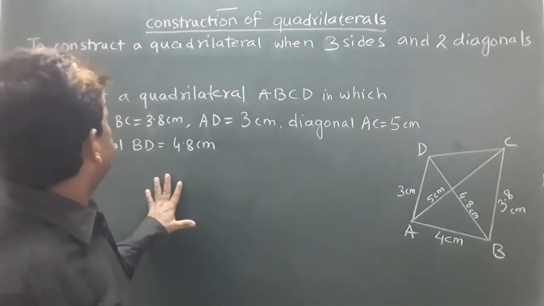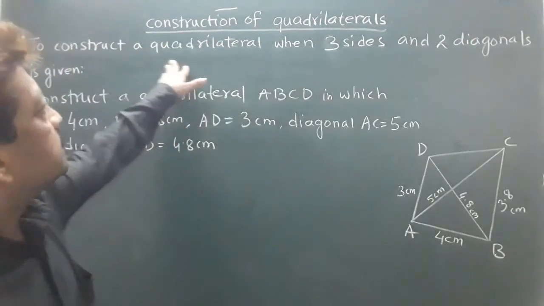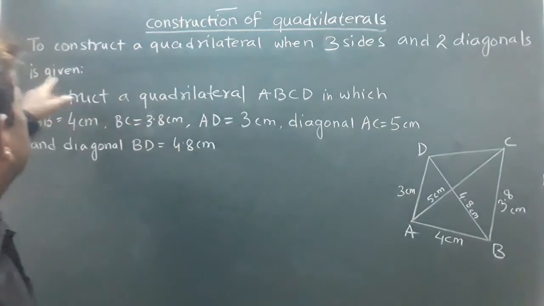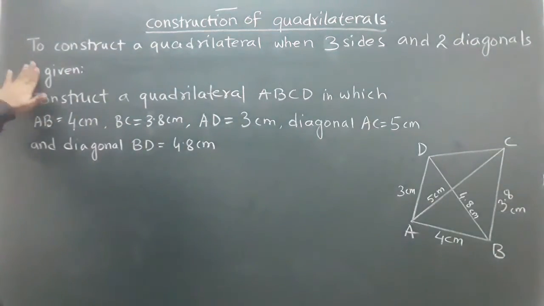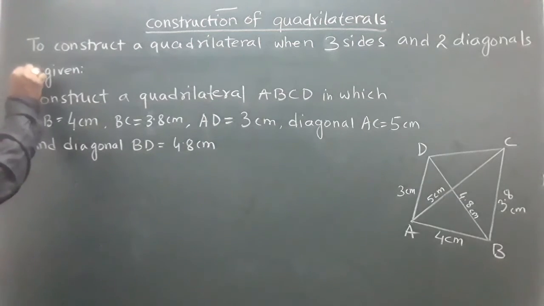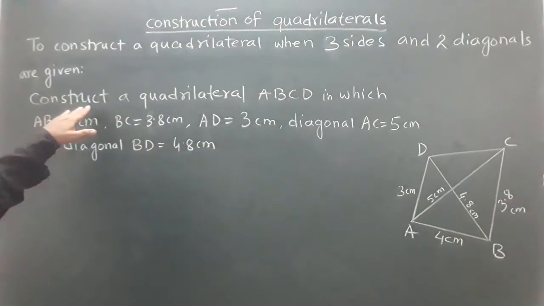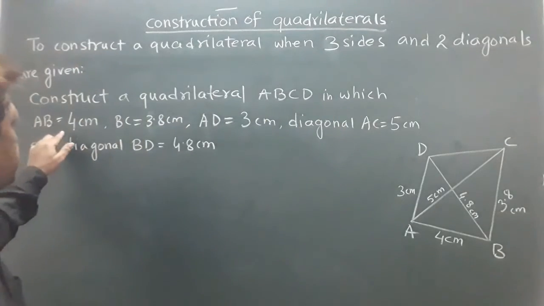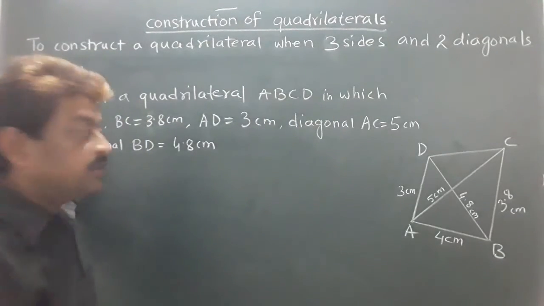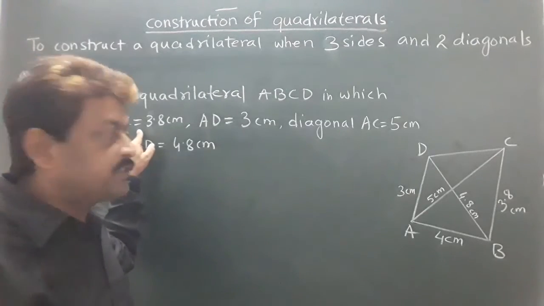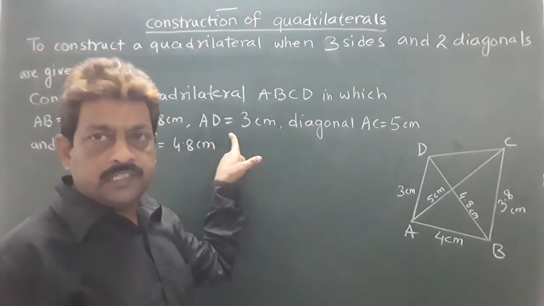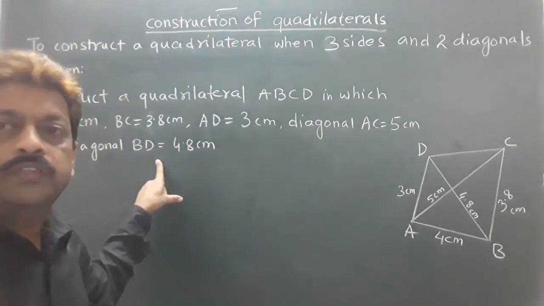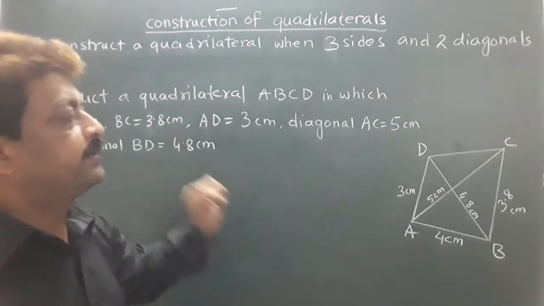So here is a question. The topic is to construct a quadrilateral when three sides and two diagonals are given. The question is: construct a quadrilateral ABCD in which AB equals 4 cm, BC equals 3.8 cm, AD equals 3 cm, diagonal AC equals 5 cm and diagonal BD equals 4.8 cm.